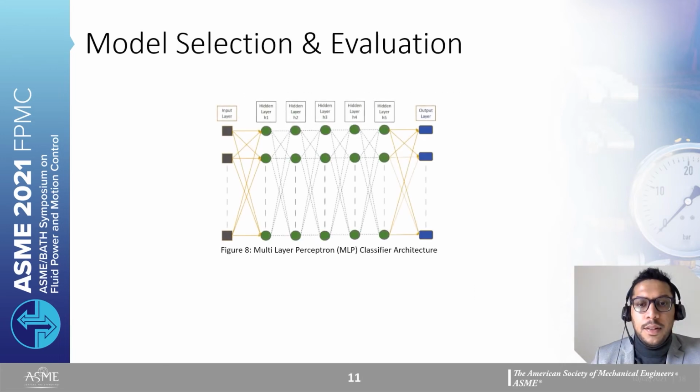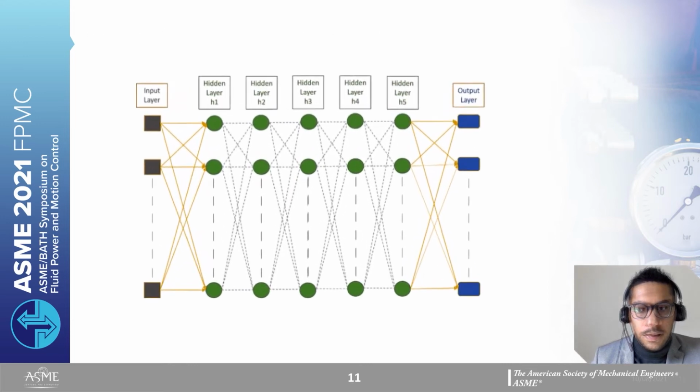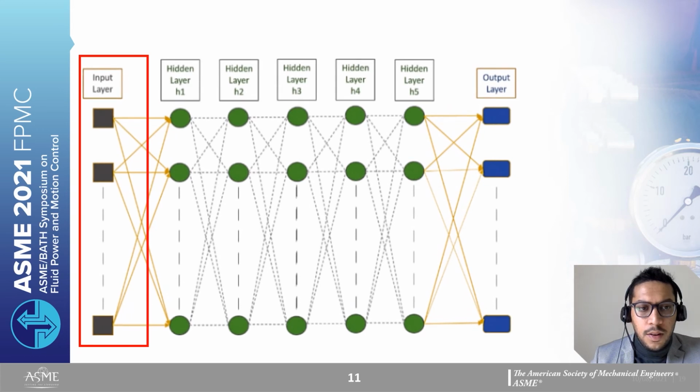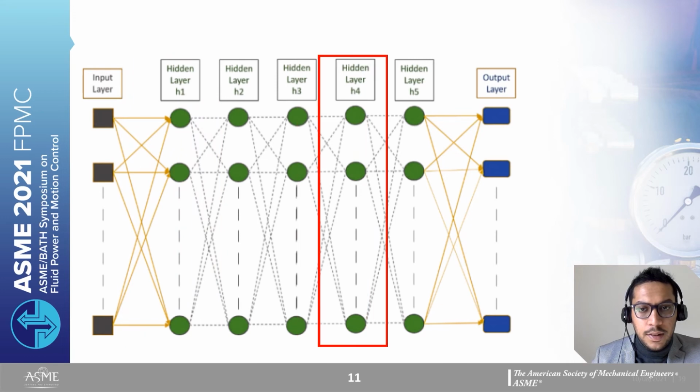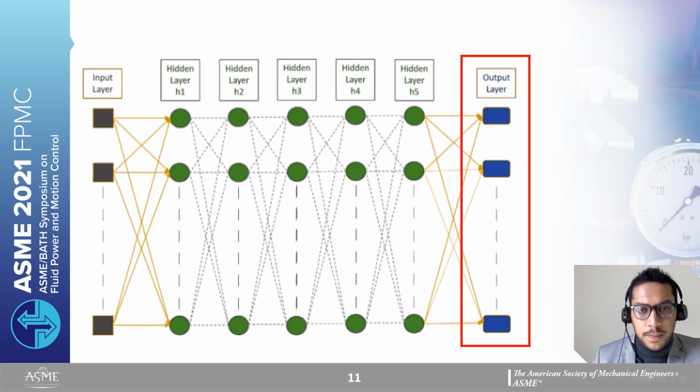Here we have a figure that shows the multi-layer perceptron classifier architecture. It consists of an input layer, few hidden layers, and an output layer.